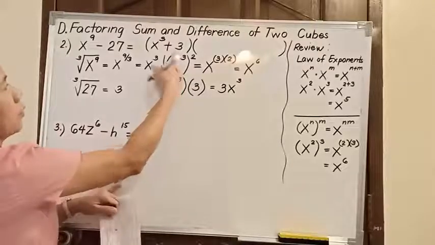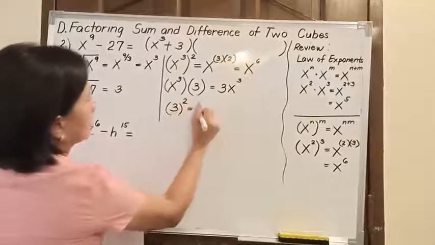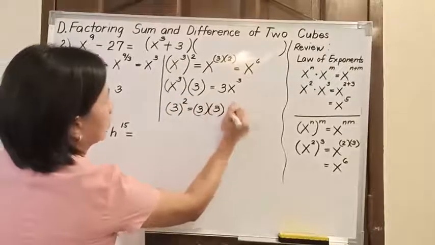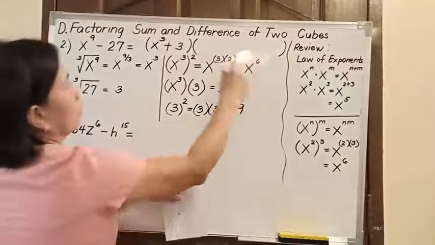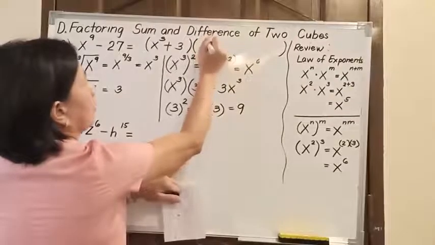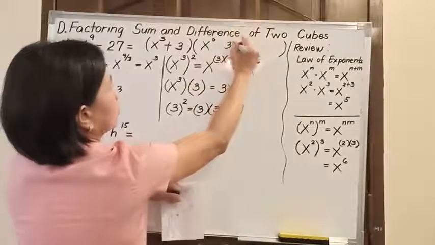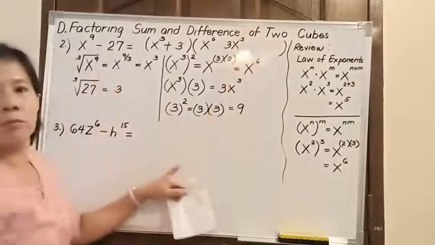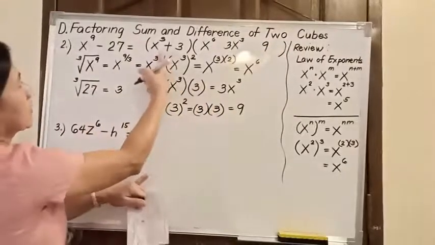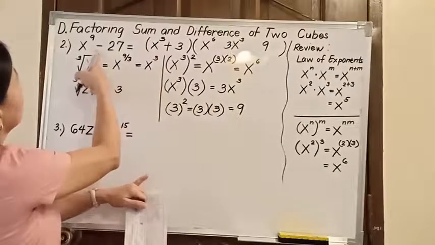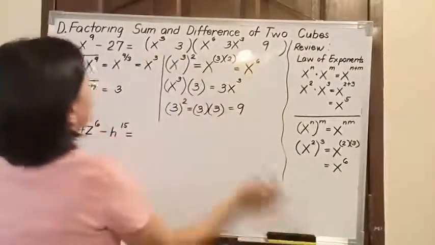And then, get the square of 3. What is the square of 3? It means 3 times 3, we have 9. So, for our trinomial factor, we have x to the sixth power. The middle term should be 3x cubed, and the last term should be 9. So, since we have the sum, or rather the difference, it should be the difference.